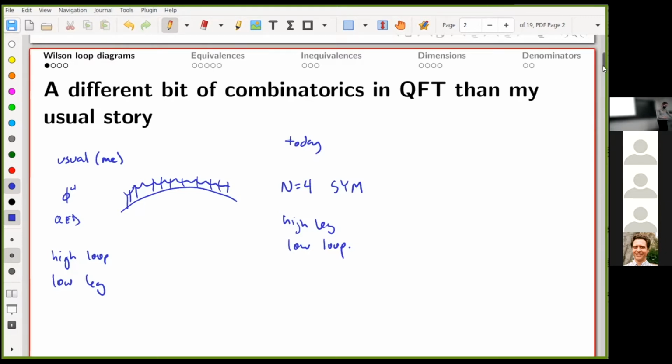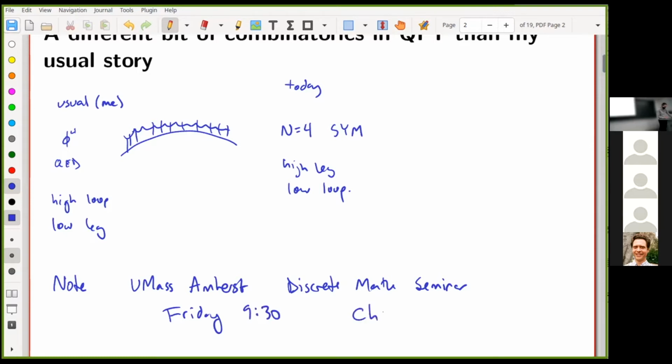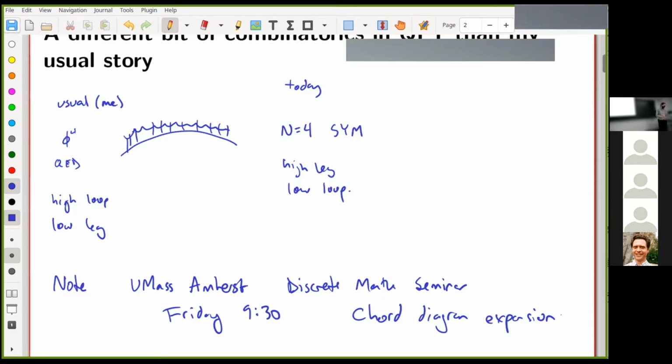Let me just finally make a small pitch: if you do want to hear more about my usual story, I will be giving a seminar at UMass Amherst. Since I came here in person, I thought I might as well. This is in their discrete math seminar. It's Friday, I think also at 9:30. It's going to be on chord diagram expansions, which are an alternate expansion instead of a Feynman diagram expansion for quantum field theories. It is very pretty and has some really nice properties. I will talk about that on Friday. I don't have the link on me, but I believe it is also hybrid like this. So if you are here and feel like taking a short drive up to Amherst, you'd be welcome to come in person, or otherwise you can catch the Zoom link.